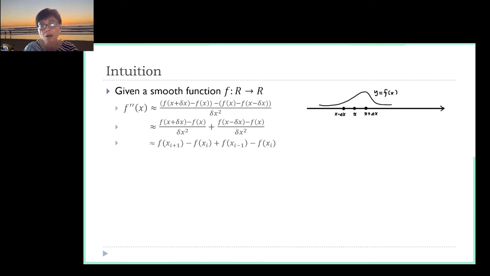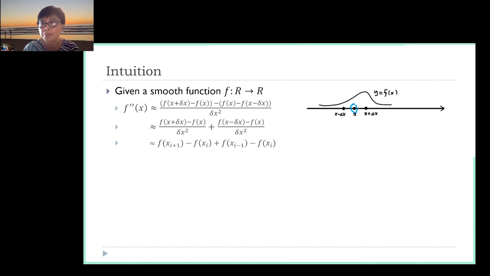What is this operator? Well, let's first look at a simple example. Let's say that we have a real-valued function defined on the line. Consider a point x.